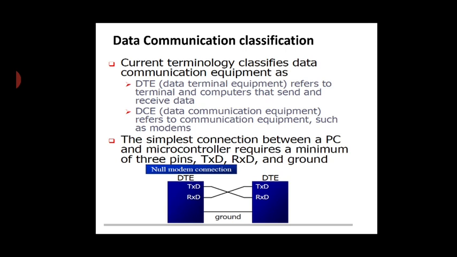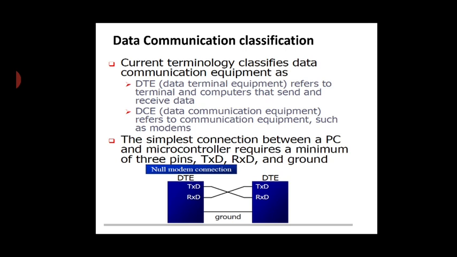DTE refers to terminals and computers that send and receive data. The job of DTE is to send and receive the data through the pin. Let us take the computer, it is able to transmit or receive. It is equipment. DCE is a device that converts from one mode to another, from analog to digital, digital to analog. We call it a modem.